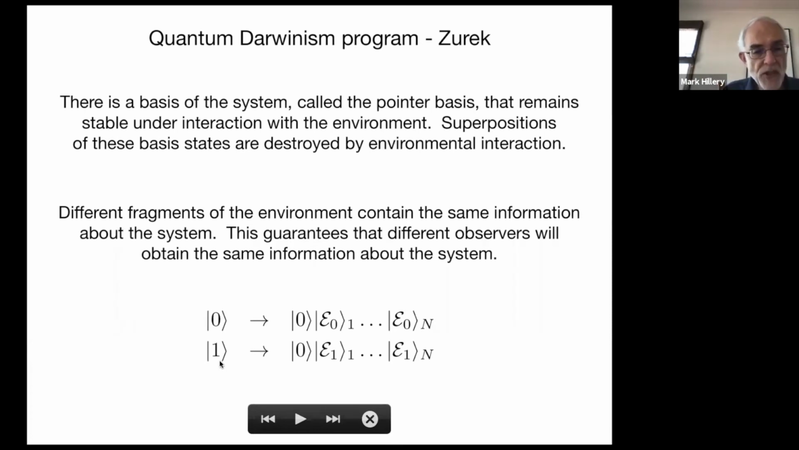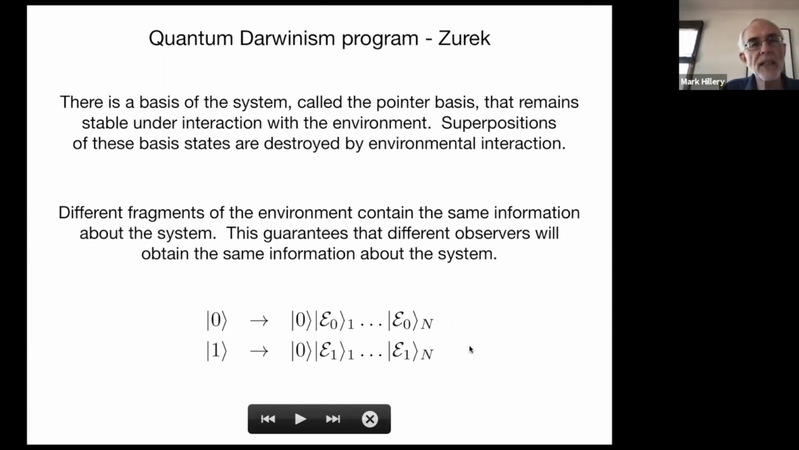My pointer basis is 0 and 1. After interaction with the environment, 0 goes to 0 with a bunch of environmental fragments which are identical, which all carry the same information about the state 0. 1 goes to, that should be a 1 there, not a 0. Sorry. And fragments that contain information about the state 1. So all the E0s are identical and all the E1s are identical.